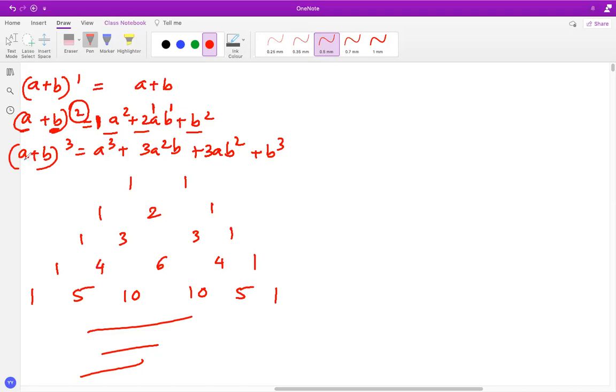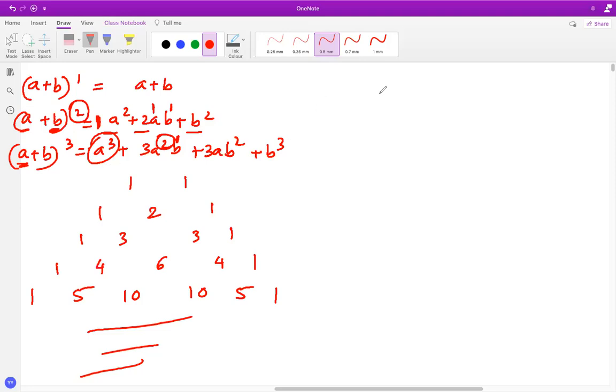Now, if you look at a plus b the whole cube, I can say I'm dividing 3 marbles between 2 people. I can give all 3 marbles to the first person. Then I can give 2 marbles to one and 1 marble to the other person, and that can be done in 3 ways because I have 3 different types of marbles. And so on. And this is the total number of combinations that we get.